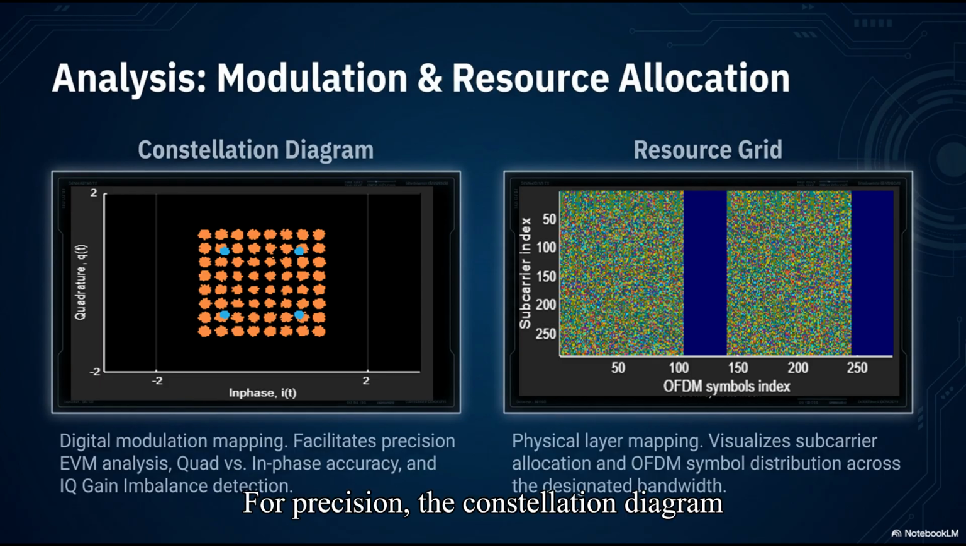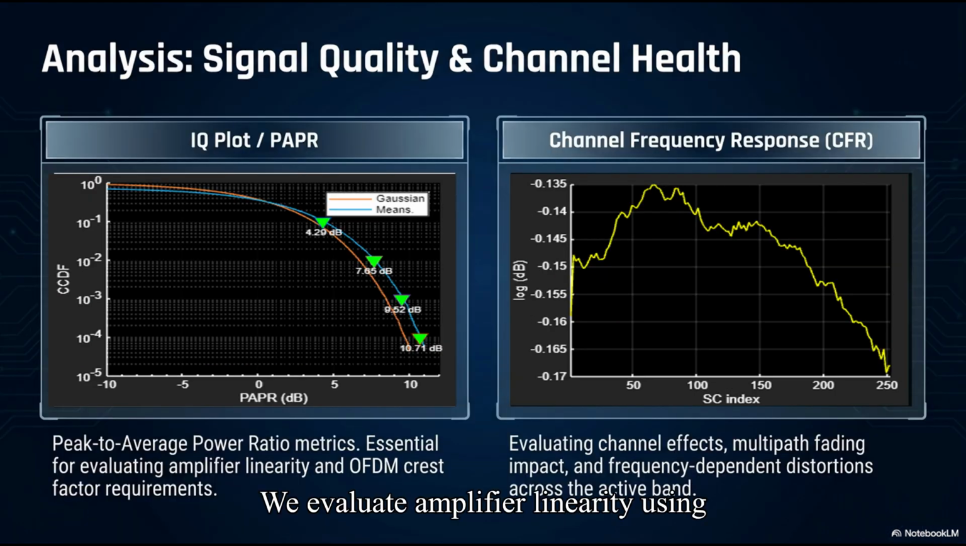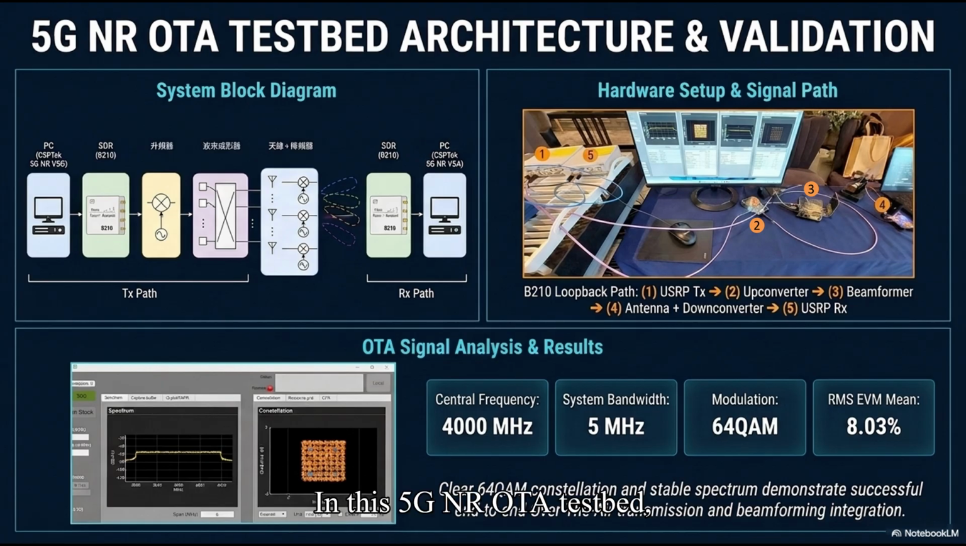For precision, the constellation diagram facilitates detailed EVM and IQ imbalance detection. Meanwhile, the resource grid visualizes subcarrier allocation and OFDM symbol distribution across your bandwidth. We evaluate amplifier linearity using PAPR metrics and assess the impact of multipath fading and distortions through the channel frequency response (CFR).